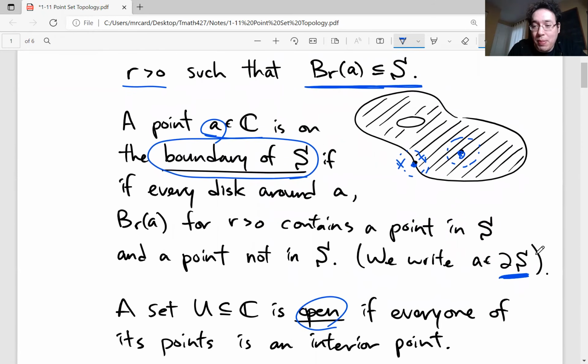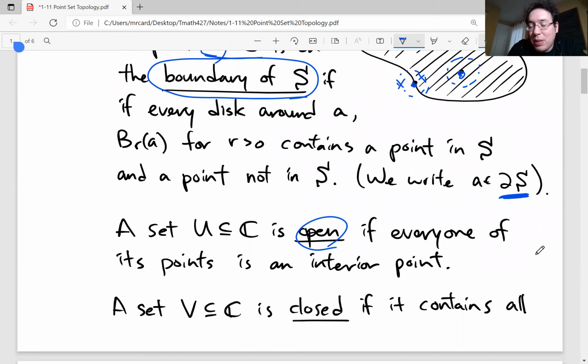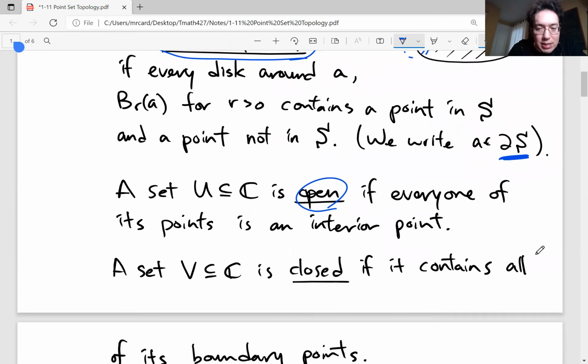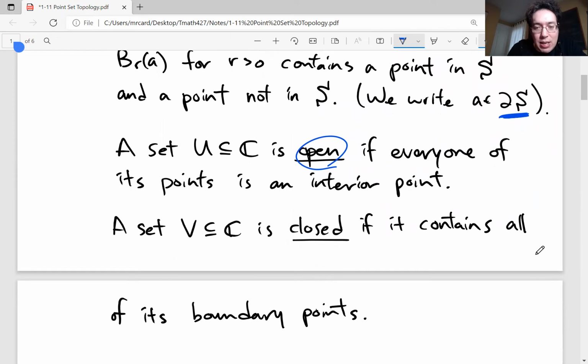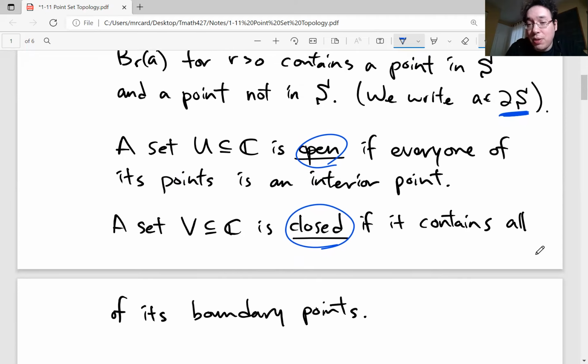Right? So any point in the set, if you pick it, there is a radius that you pick small enough where you stay entirely within that set. That's open. The set is closed if it contains all of its boundary points. So any point that could be considered the boundary is also within that set. That doesn't have to be true, but if it is true, it's a closed set.